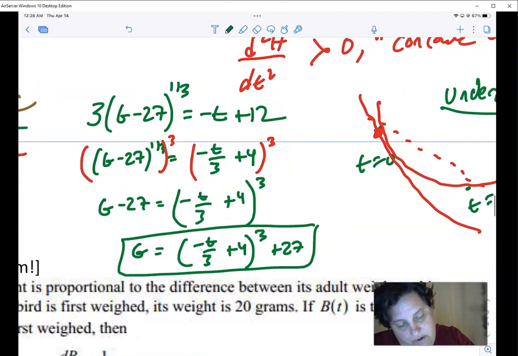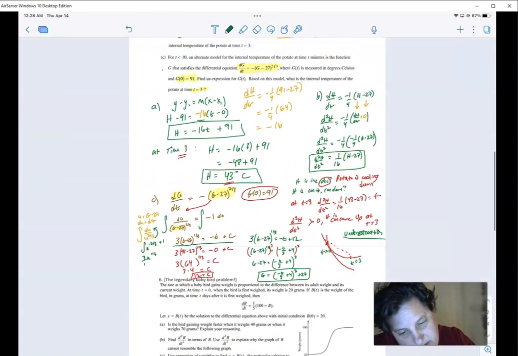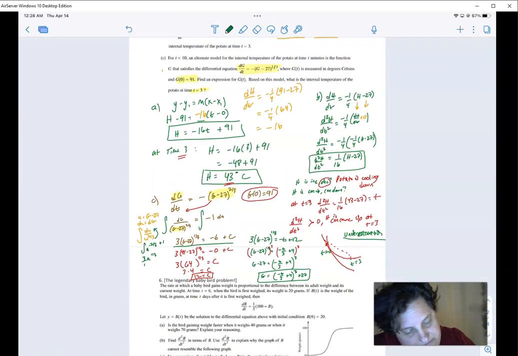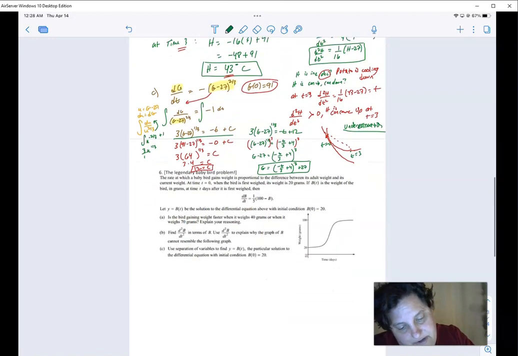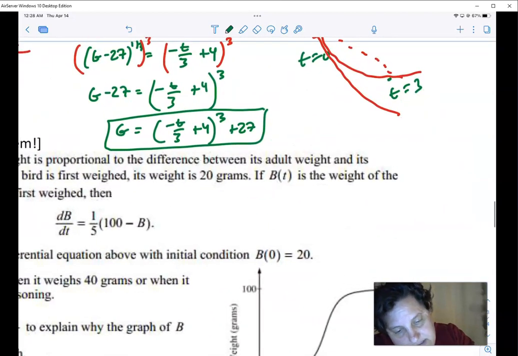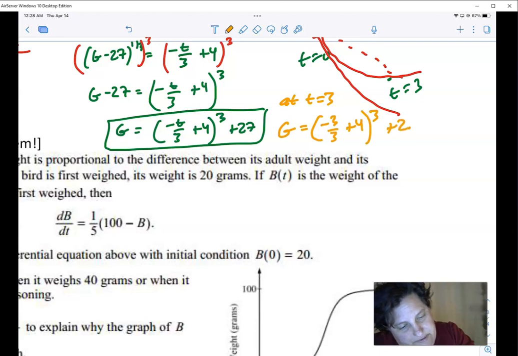Let's go. I believe it asks me to do one more thing. Find an expression for g of t. Boom, done. Based on this model, what's the temperature at time 3? At time 3, g is negative 3 over 3 plus 4, to the third, plus 27. That's negative 1 plus 4, that's 3 to the third, plus 27. 27 plus 27 is 54 degrees.